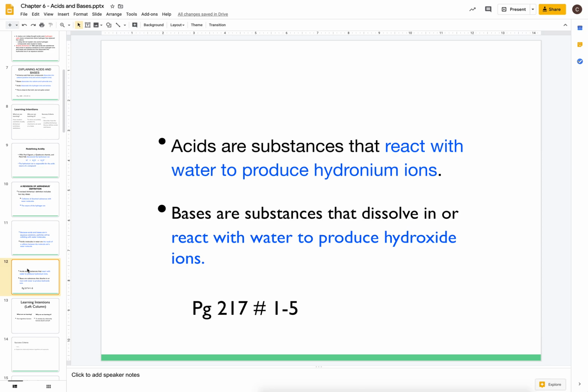So these are the modified Arrhenius definitions that are closer to what modern scientists use. There's still a little bit more refinement that most acid-base chemists use, but for Chemistry 20, this is how we're going to define acids and bases.